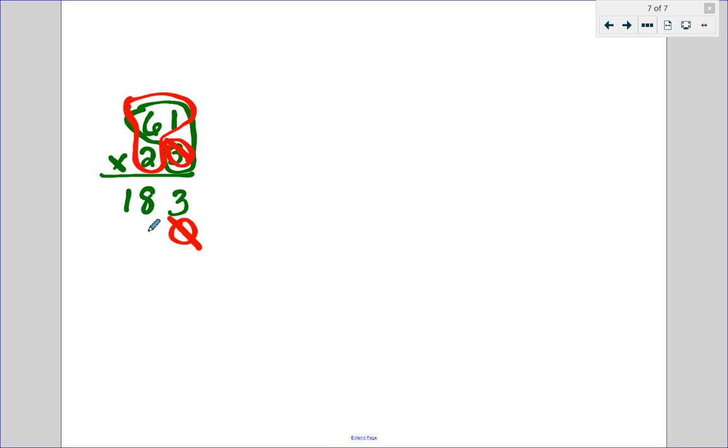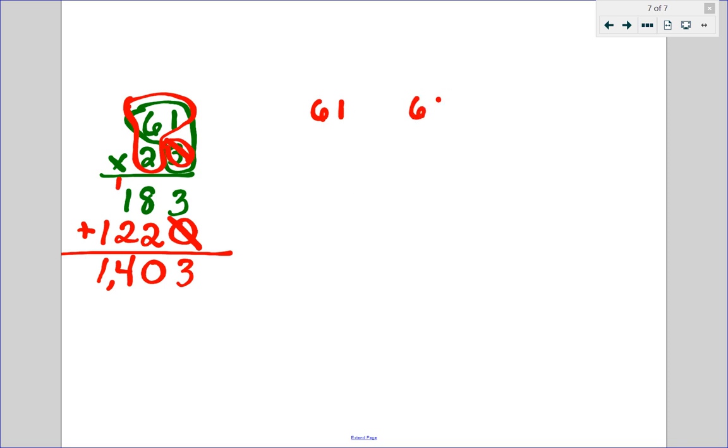2 times 1 is 2. 2 times 6 is 12. Add them all together. We get 3, 10, carry our 1, 2, 3, 4, and 1. So we get 1,403.